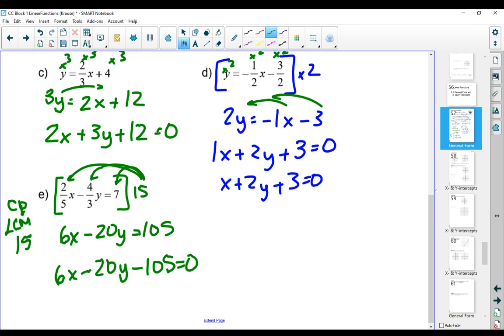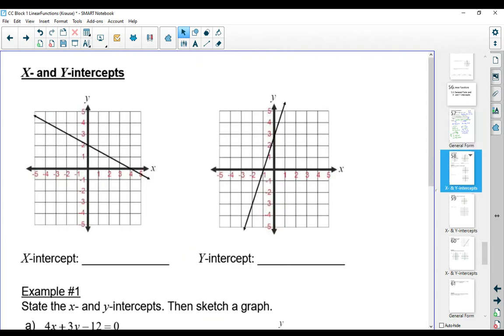All right, so that's how we convert to general form. If you have questions about this, go back and review the video. We're going to be using this general form in some examples coming up shortly. All right, so we're going to switch gears for a minute and talk about x and y intercepts. We've already talked about what an x and a y intercept is, but now we're going to look at how it relates to making equations.